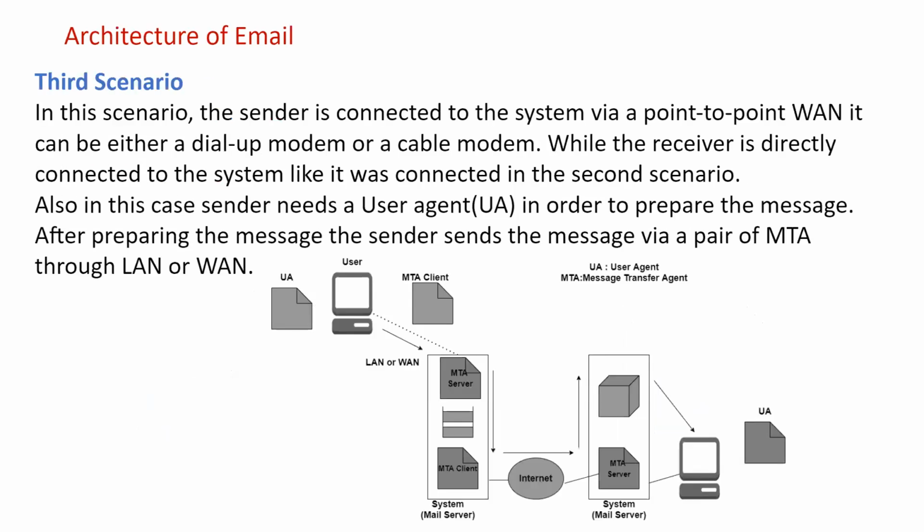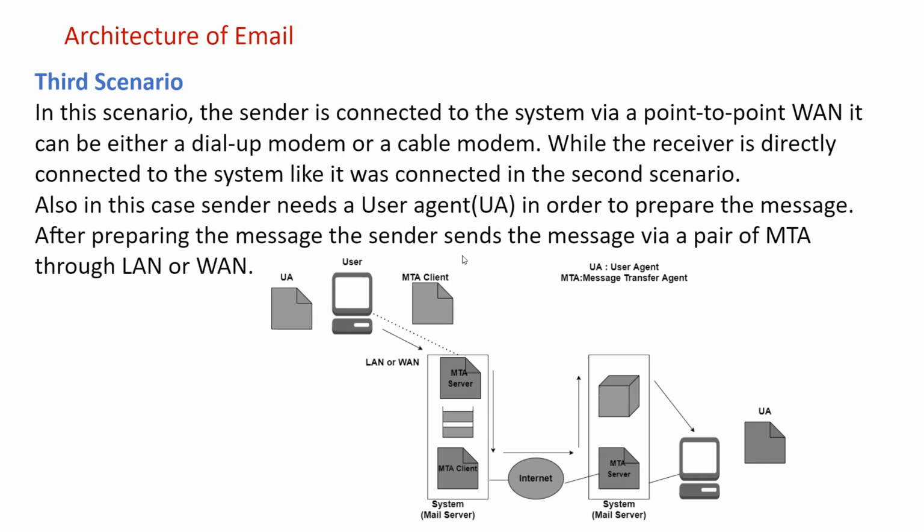And here's the third scenario. In this scenario, the sender is connected to the system via a point-to-point WAN. It can be either a dial-up modem or a cable modem. While the receiver is directly connected to the system, like it was connected in the second scenario, where we use the user agents and server. Also, in the same case the sender needs a user agent to prepare the message, using a LAN or a WAN, including the client too.